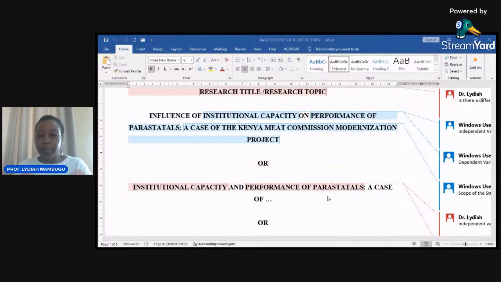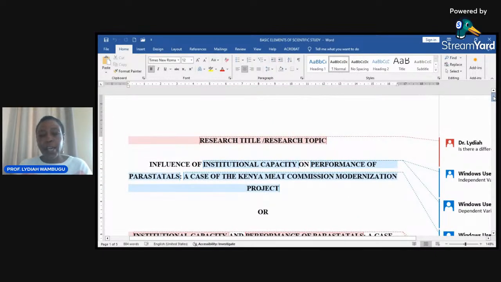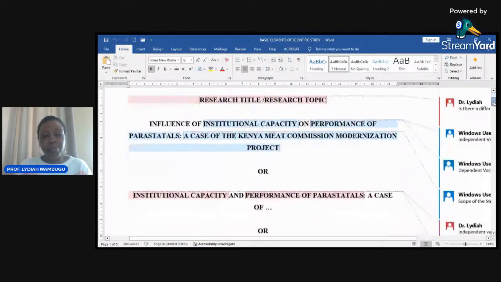Yes, so this is the Word document that I have been talking about. And please feel free to ask any question in the comment section, and I will respond as we progress. So this is what I was talking about. We talked about a research title and a research topic. There is a difference between the two.